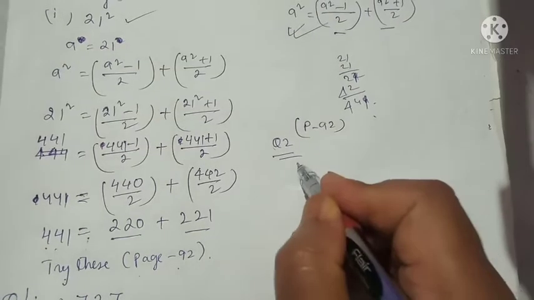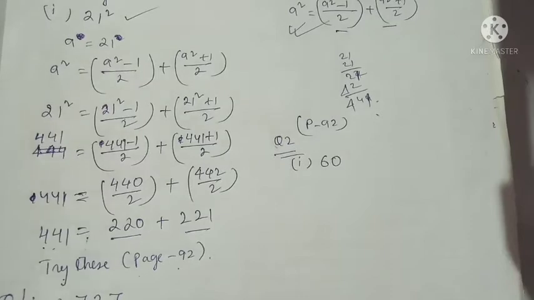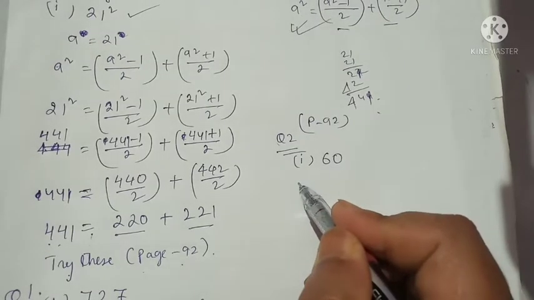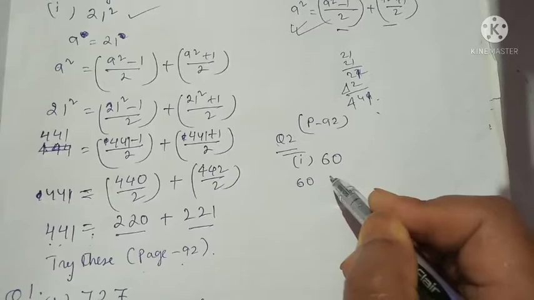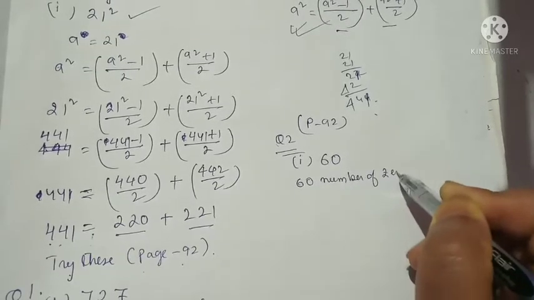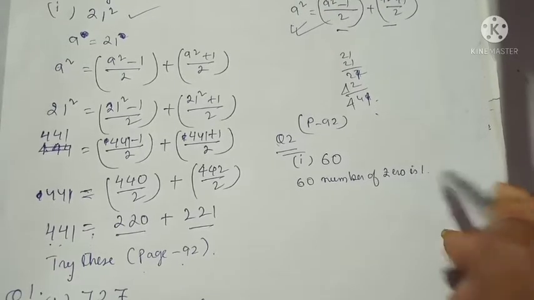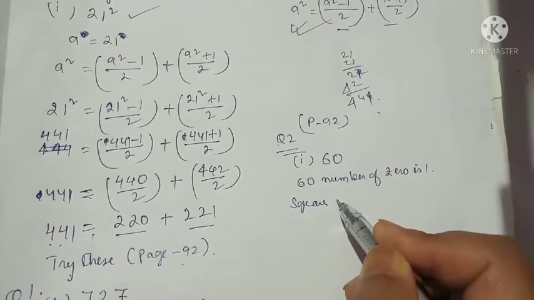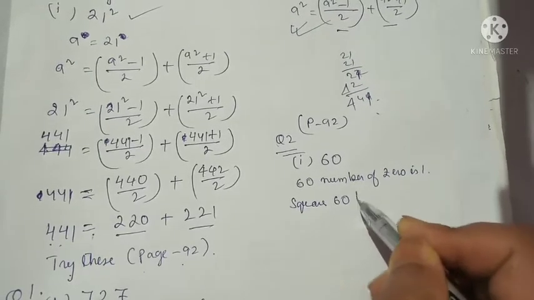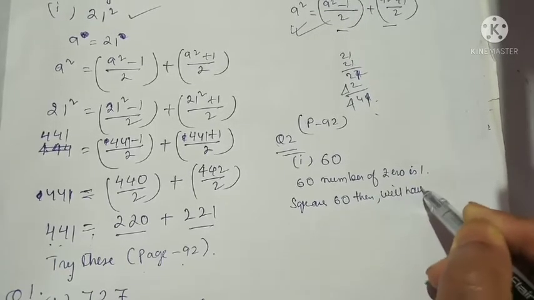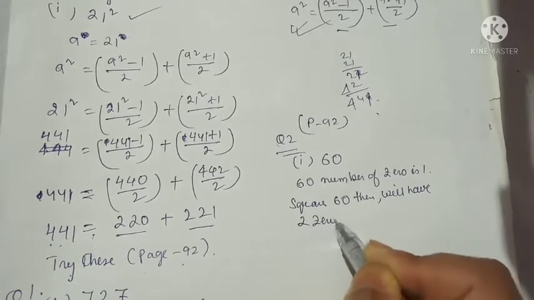See, question number 1, 60. How many zeros are there? Only 1 zero. If you take the square of this number with 1 zero, how many zeros will there be? There will be 2 zeros. Here comes 60. The number of zeros is only 1. So if you take the square of 60, then the answer will have 2 zeros.